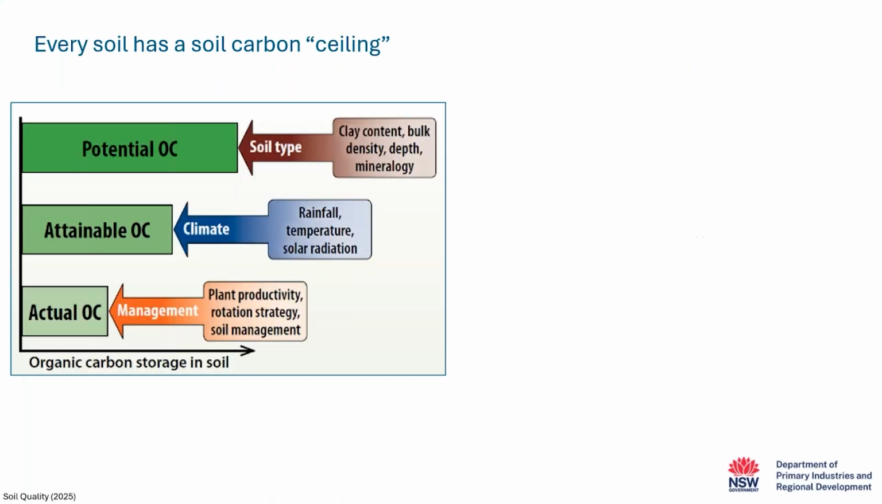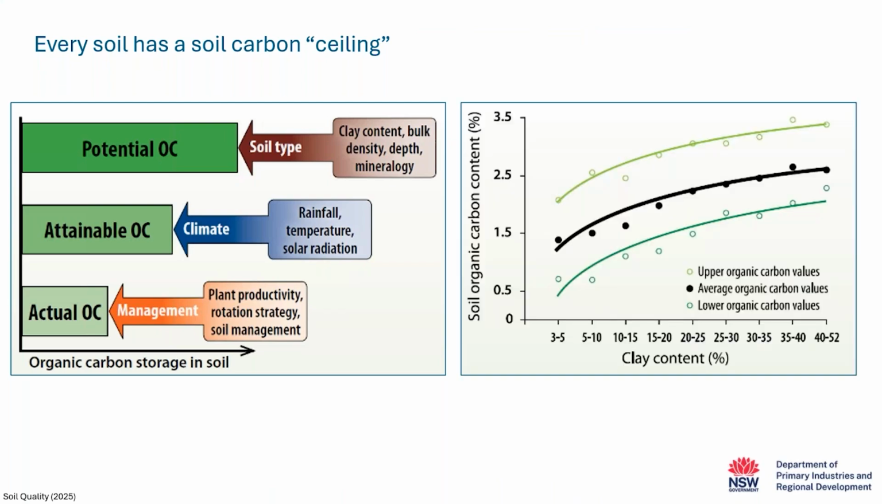It's important to know that every soil has a carbon ceiling, which governs how much carbon a soil can store, which is influenced by soil type, climate, and management. For example, here we can see the strong relationship of soil organic carbon governed by clay content of the soil, where a greater amount of clay in a soil enables greater soil organic carbon accumulation, likely via the organomineral associations in MAOC, as well as the occluded organic carbon within soil aggregates.